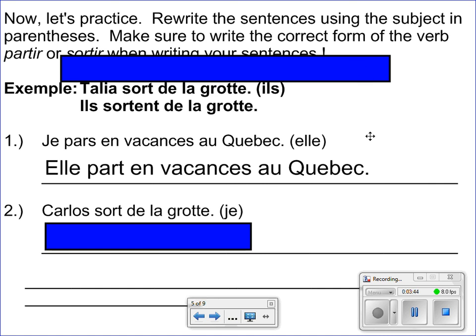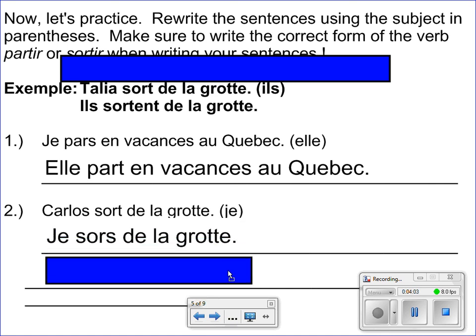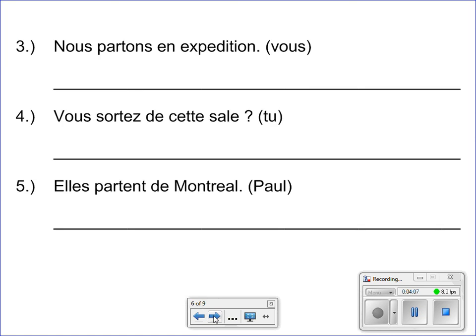Here's one more. Carlos sort de la grotte. We want to change the sentence so it uses the subject je. Please put the video on pause and try out this question at home. Alright, and you should have gotten je sors de la grotte. Okay, you're going to do the exact same thing with these next three sentences, so please put the video on pause so that you can try them out at home.